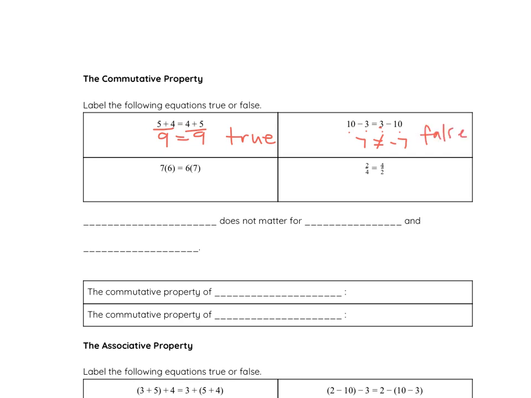The next one is 7 times 6 equals 6 times 7. Same operation, multiplication. The order is just different with the same numbers. So 7 times 6 is 42, and 6 times 7 is 42. So this one was also true.